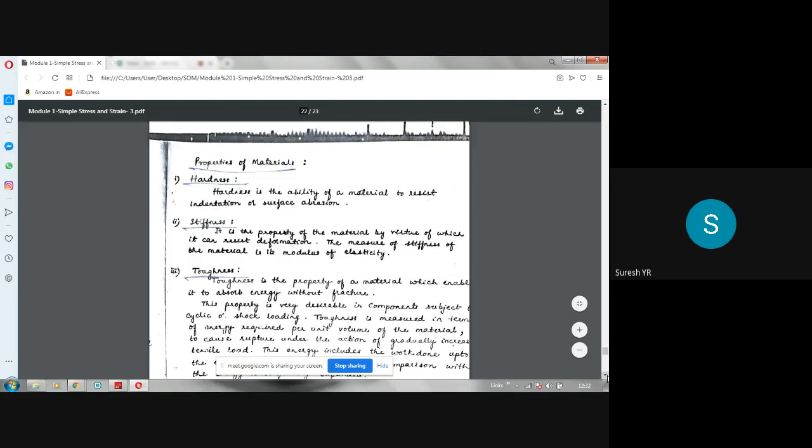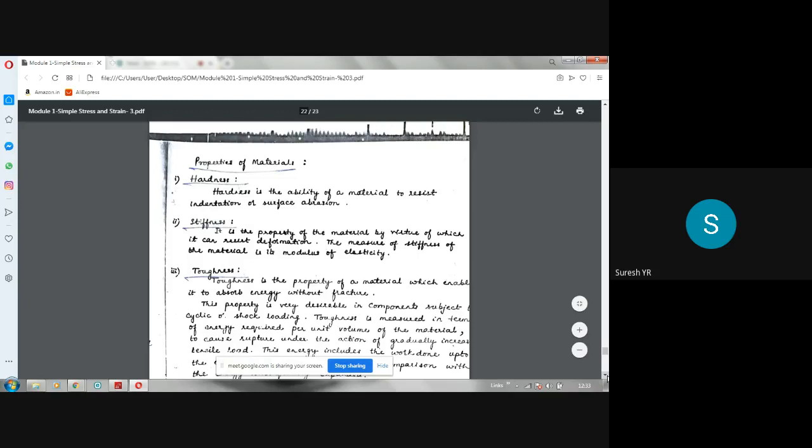If the surface can resist indentation, then we say that the surface is very hard. Otherwise, it will be smooth. If the surface is subjected to indentation or abrasion and some deformation takes place on the surface, then we call it a soft surface.